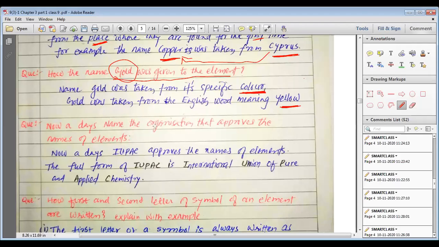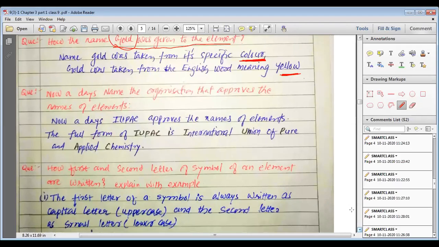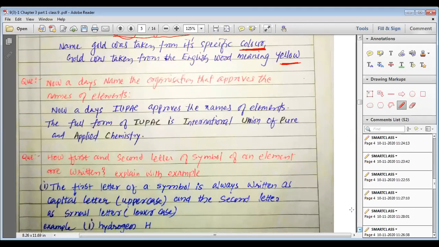Next, nowadays, name the organization that approves the names of the elements. Various scientists, my dear students, give names and symbols to the various elements, and they have to present these in front of a particular organization. This organization approves whether the given name is allowed or not. So we need to understand the name of this organization. Nowadays, IUPAC approves the name of the element.